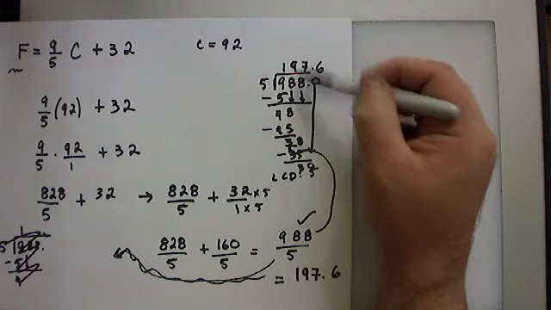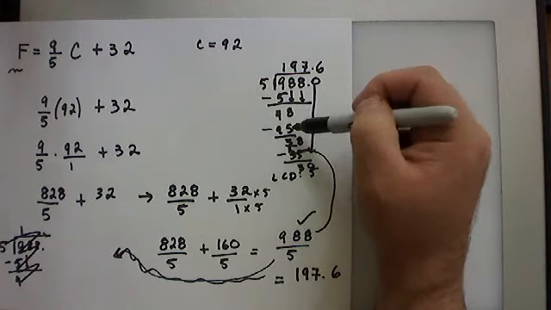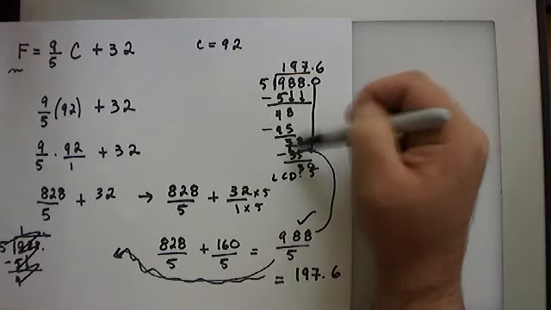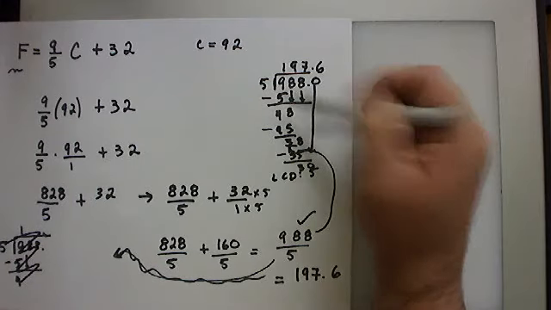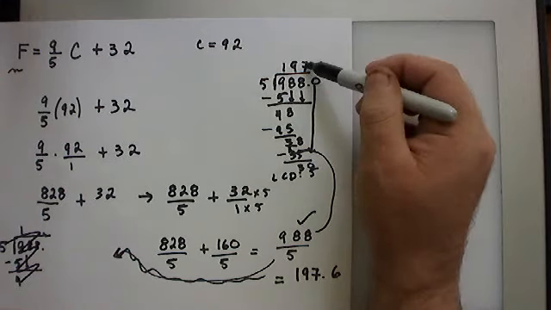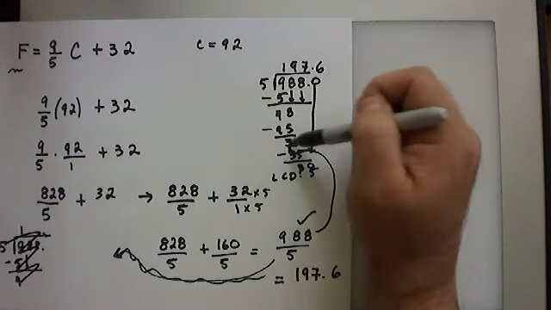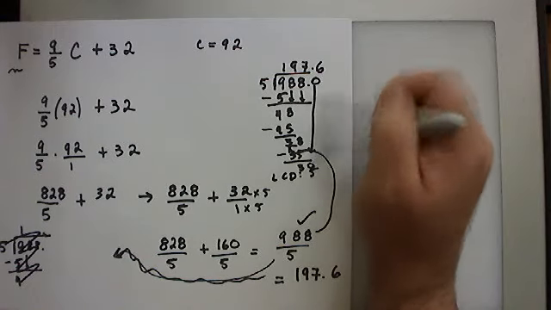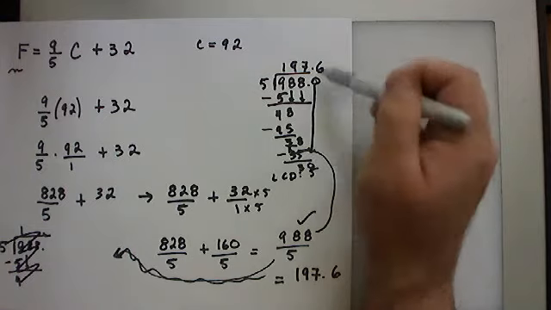5 goes into 48 9 times. 9 times 5 is 45. Subtract, you get 3. Bring down the 8. And this is where it's going to get a little muddled, so make sure you're following your notes. Bring down an 8. 5 goes into 38 7 times. 7 times 5 is 35. 38 minus 35 is 3. This is where, like I said, I kind of had to cram it in there. Drop the 0, and 5 goes into 30 6 times.